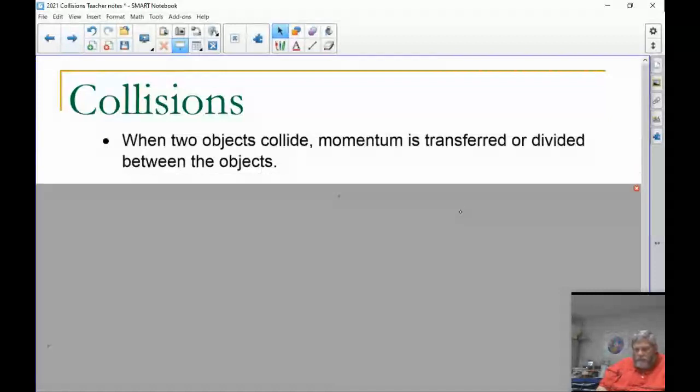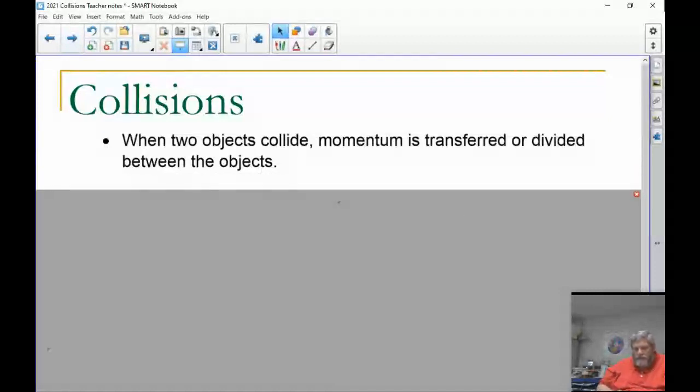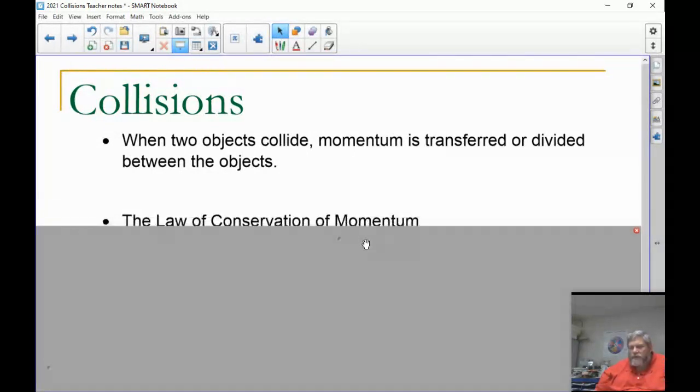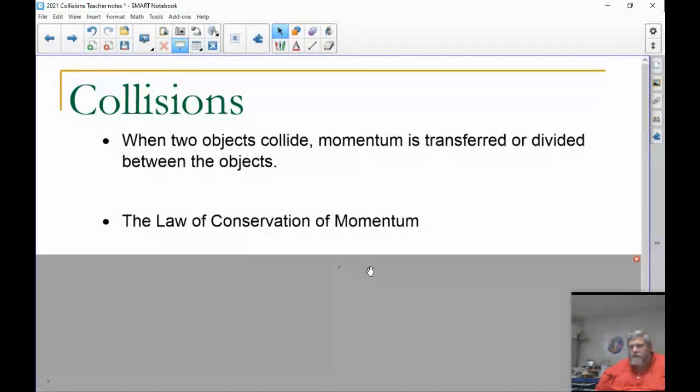So, what is a collision? It's when two objects hit one another, and we typically say it happens over a very short period of time. When the two objects do collide, momentum is transferred or split up between the two objects, depending on if both are moving or if one's at rest. Conservation of momentum, just like conservation of energy, is very important here.